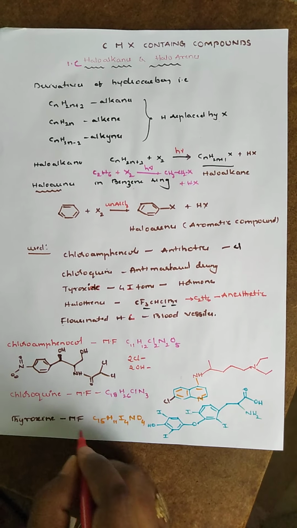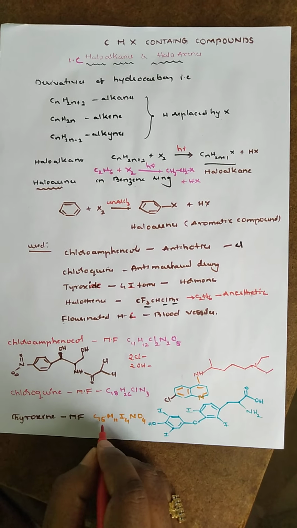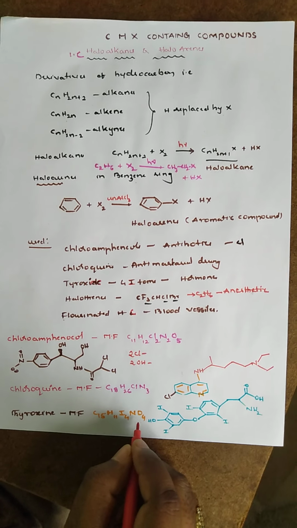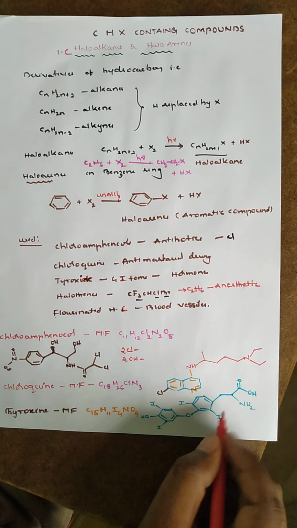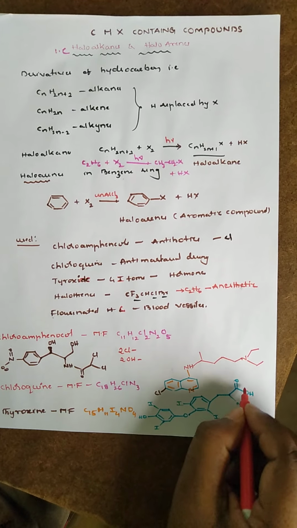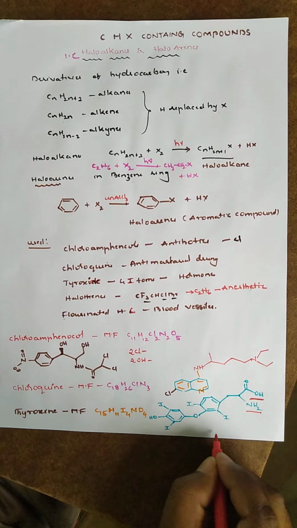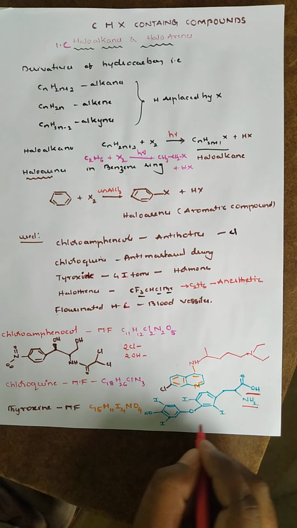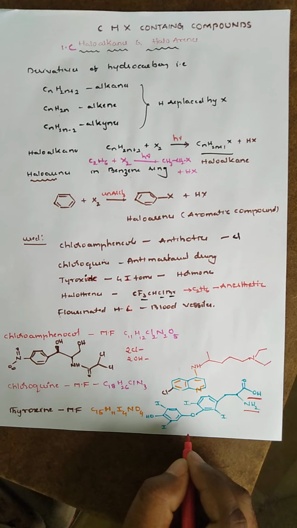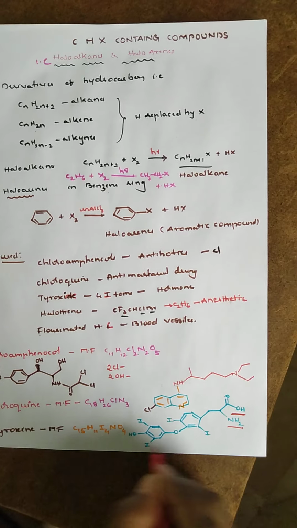Now thyroxine. The thyroxine molecular formula is C15H11I4NO4. These are the structures. We should see what groups or functional groups are present among these structures. So how many iodine atoms are present in thyroxine? Okay. How many hydroxyl groups are present?